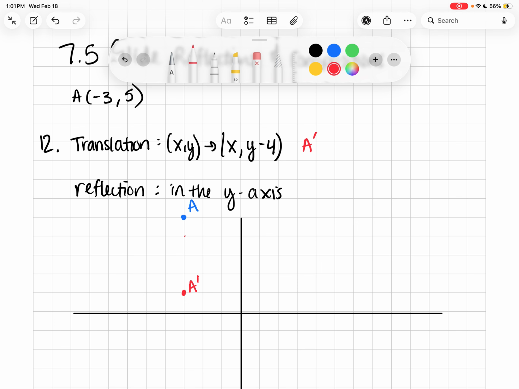Then it's a reflection in the y-axis. So that means that it's coming over the y. So if this is negative 3, positive 1, then that means that this is going to positive 3, positive 1. So the x value is what is changing. So that would be your A double prime, which is your final thing.